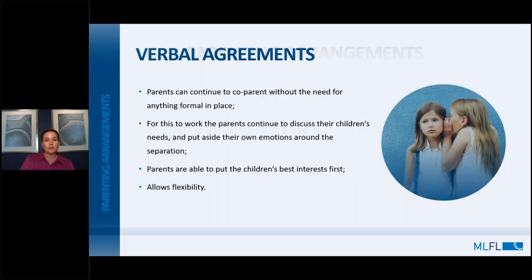So verbal agreements are usually in place where parties are fairly amicable after separation. Sometimes children have high needs or there are other issues going on with the family that makes it too difficult to formally document an arrangement after separation. Parties often work with a verbal agreement until they can get something more formal.